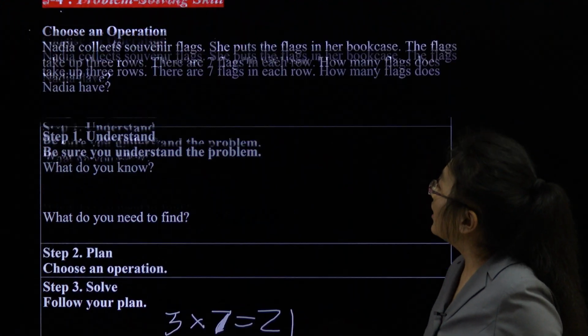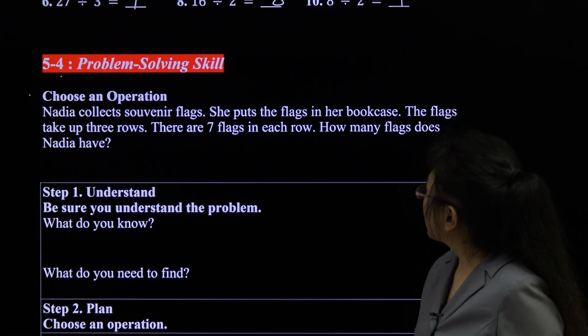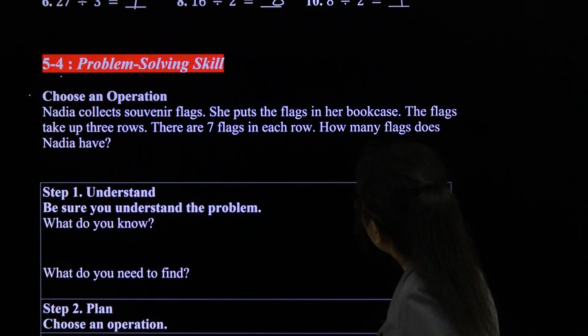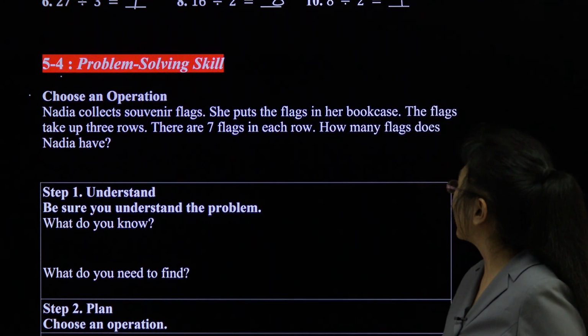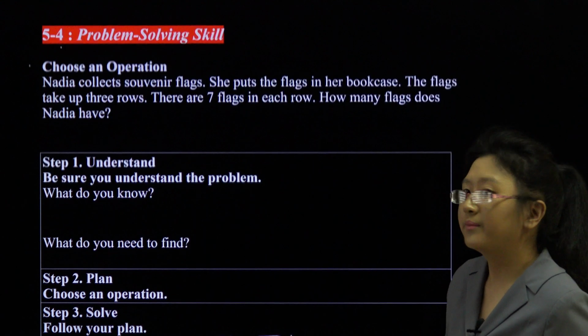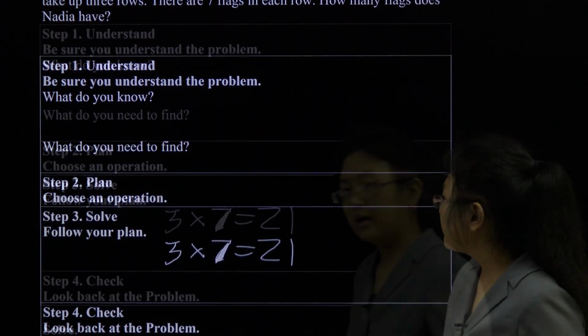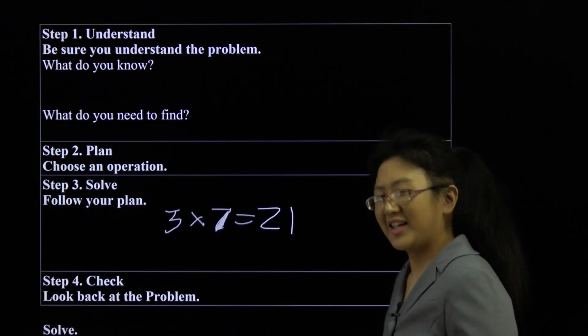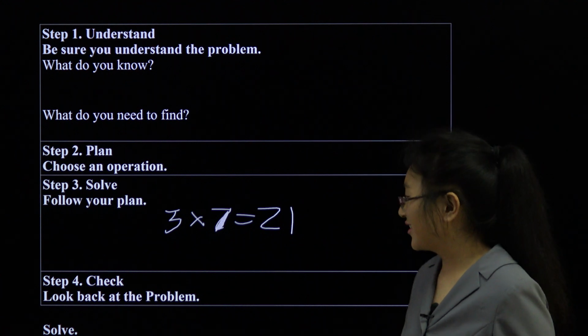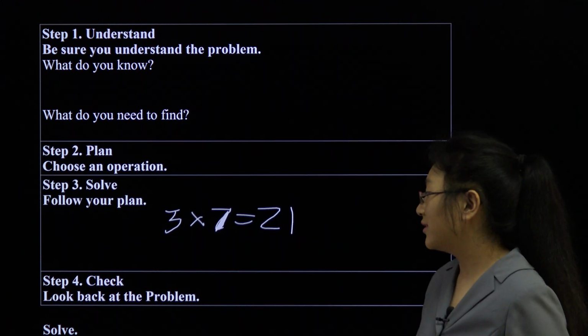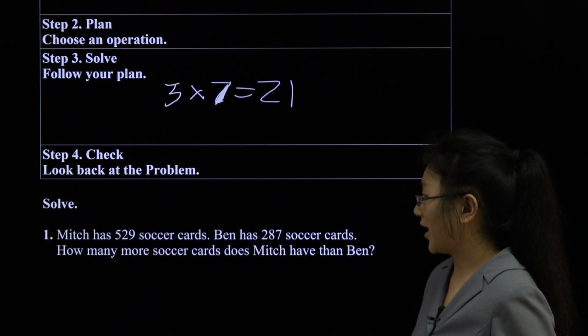Look back at the problem. Nadia collects souvenir flags. She puts the flags in her bookcase. The flags take up 3 rows. There are 7 flags in each row. How many flags does Nadia have? 3 times 7. Our flags are correct. Get it, guys? Instead of facts, it's flags. Okay, our facts are correct. Therefore, our answer should be fine.